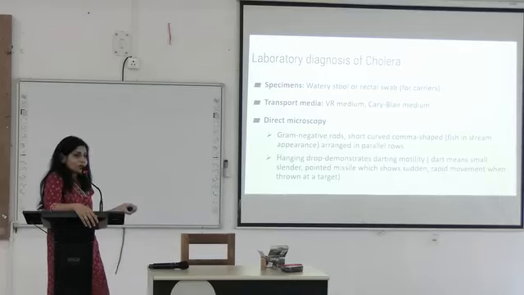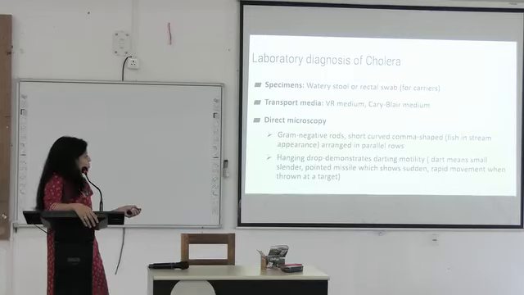In direct microscopy, you will be able to observe gram-negative rods. They are short, curved, comma-shaped, arranged in parallel rows. That gives them the name fish-in-stream appearance.